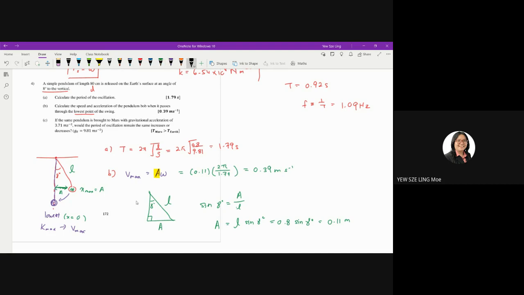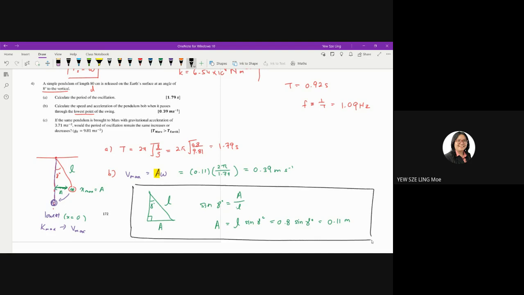The important part here is to know your diagram well, to know where the amplitude is in your diagram. Amplitude is actually the horizontal displacement, the horizontal distance in the triangle. Right? So question C is just a very simple question.